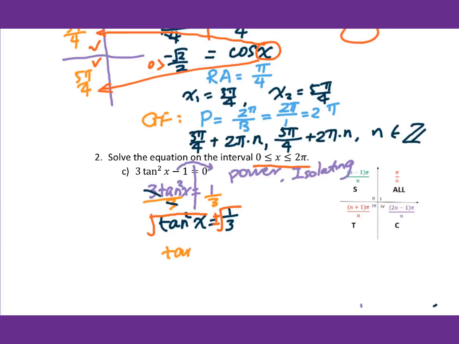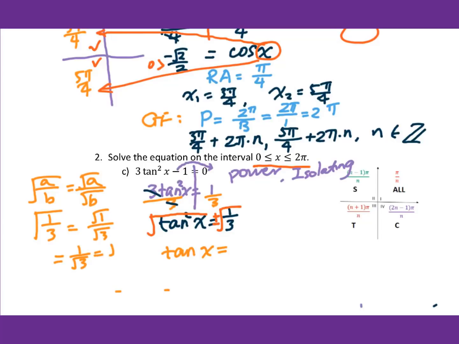Then you will get tangent x equals, for the square root of a over b, we can do square root of a over square root of b. So the square root of 1 over 3, you will get square root of 1 over square root of 3. You will get 1 over square root of 3. That will be square root of 3 over 3. So we got plus or minus square root of 3 over 3. Reference angle, that's pi over 6.